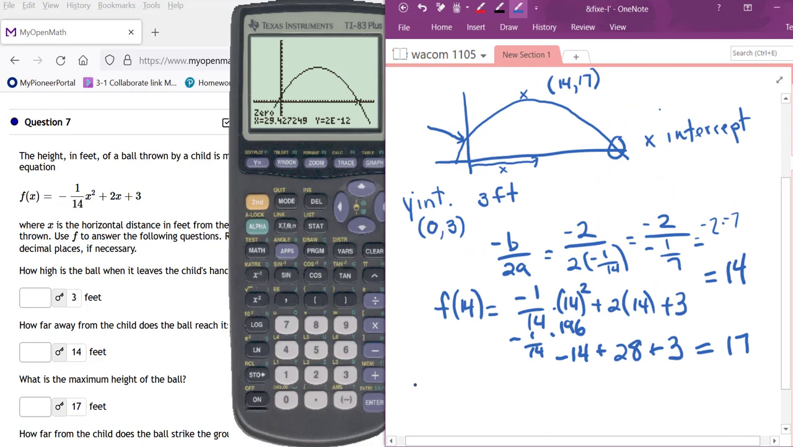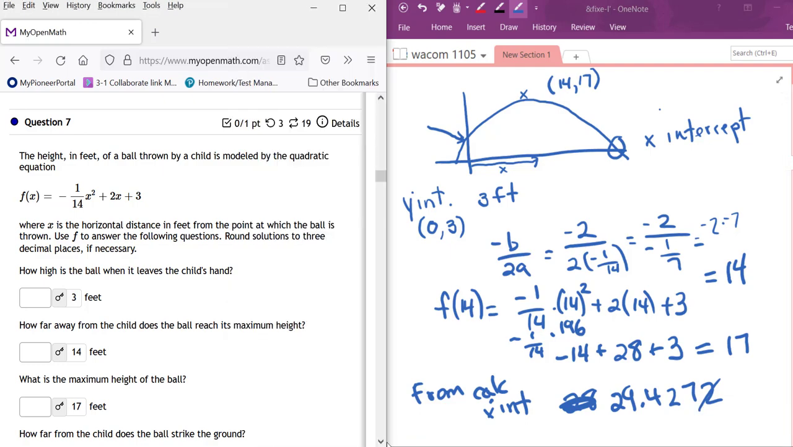All right, so from the calculator, my x-intercept is 29.4272. They said to round to 3 decimal places, so you need to see 3, you need to see 4, and then this one will either push you up or drop off. So a 2 is lower than 5, it's going to drop off. So 29.427 feet is our next answer.